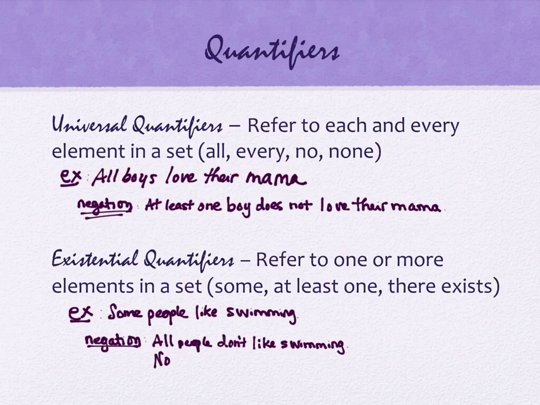This one actually sounds clearer when we use the word no in the front. What would it have to say if we use the word no in the front? No people like swimming, or if you don't like "no people," you can put nobody or no one, okay? No one likes swimming. The logical opposite of "some people like swimming" is "no one does." Both of those things cannot be true at the same time, and that's what a negation is.